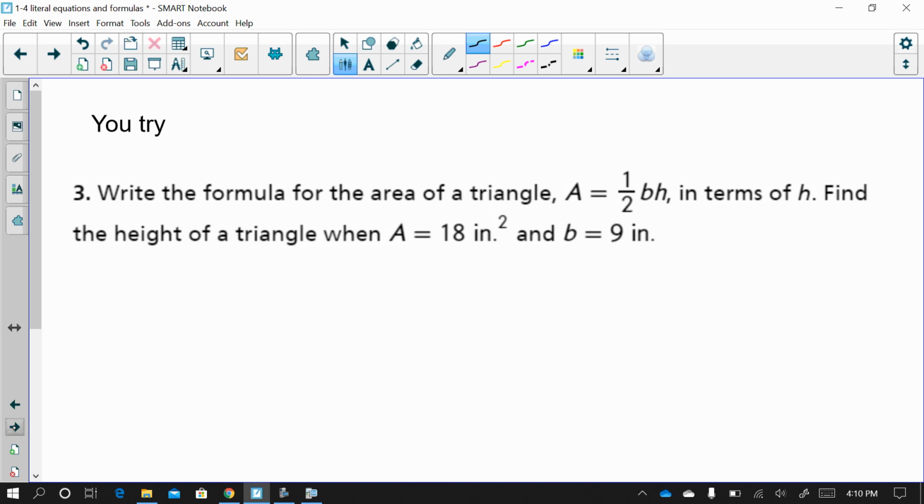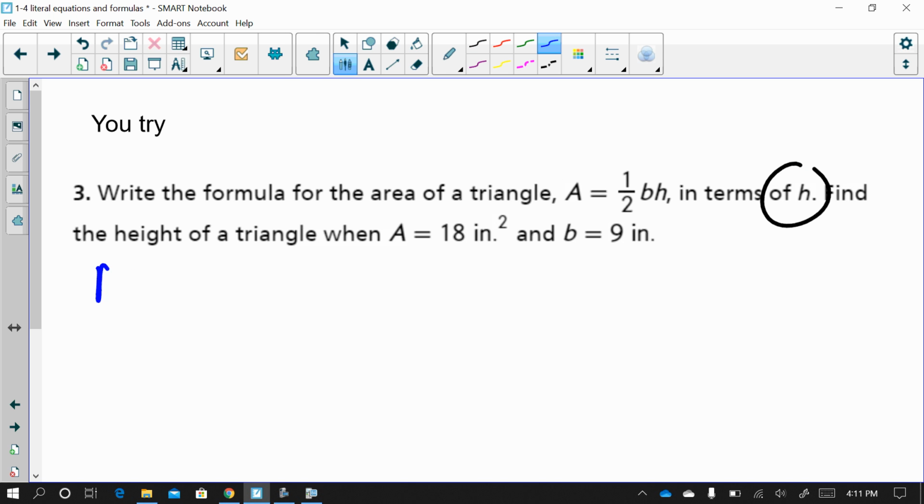Okay, your turn. Write the formula for the area of a triangle, A equals 1/2 base times height, in terms of H. Find the height of the triangle when A equals 18 inches squared and B equals 9 inches. Okay, so 2 things here. First, you need to solve for H, then you can plug things in. Okay, please pause and try.